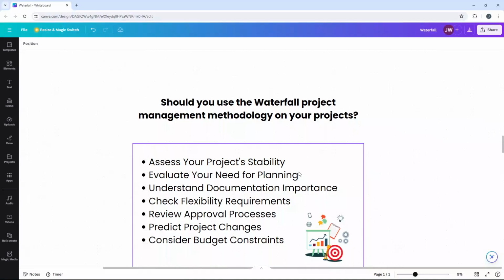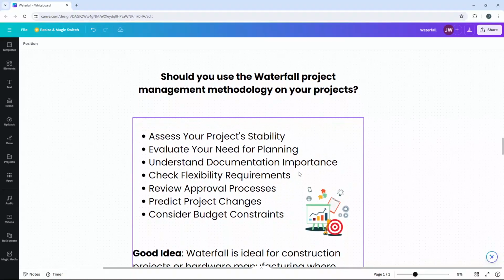Firstly, you need to assess your project's stability. Consider Waterfall if your project has stable requirements that are unlikely to change once defined. Next, evaluate your needs for planning. Use Waterfall if you require detailed upfront planning and clear sequential execution stages. Understand the documentation importance. You may want to opt for Waterfall if comprehensive documentation is crucial for your project's success and compliance. Check your flexibility requirements.